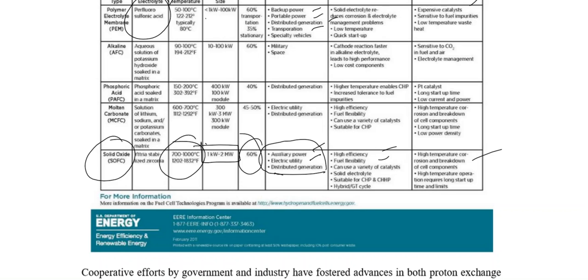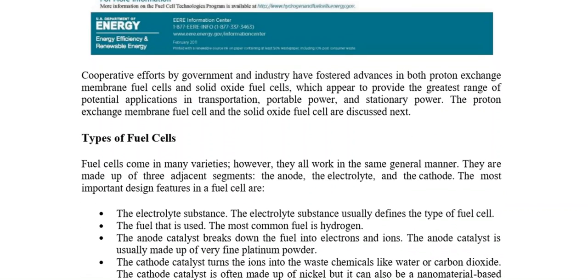PEMFC is more likely to be used in portable power, like iPhones or laptops or even cars. And SOFC is more likely to be used in distributed generation. But that's what the research shows at the moment, and it might change later on.